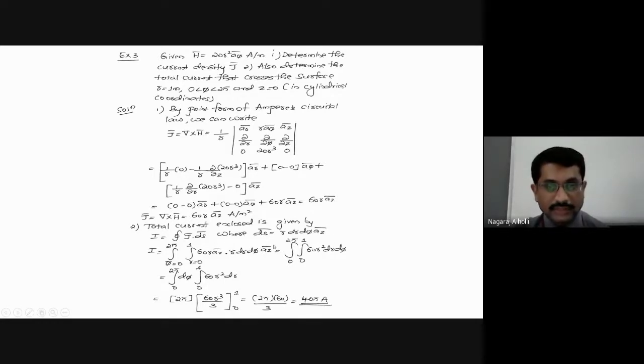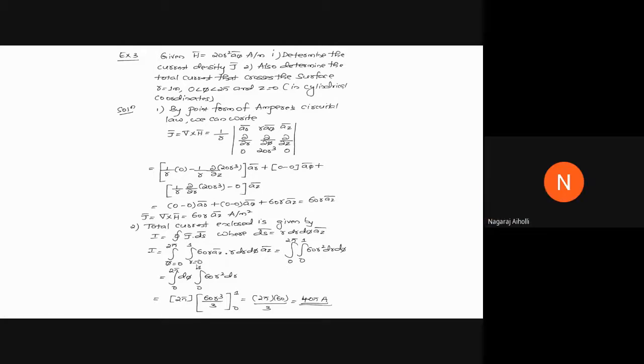Then substitute this dS bar in the equation for current. We'll get I is equal to integration from phi equal to 0 to 2 pi. It is the entire angle, one full complete rotation, so 0 to 360 degrees. Then the radius they have given here is up to 1 meter, that is 0 to 1 meter. J bar we have already found out in the first part of the problem, 60 r az bar. Write it. J bar is 60 r az bar dot with dS bar. dS bar is r dr d phi az bar.